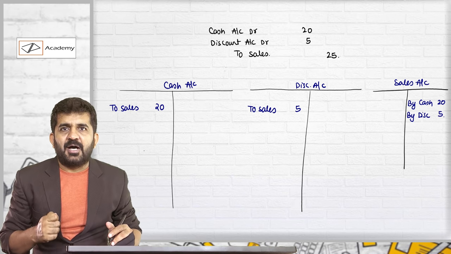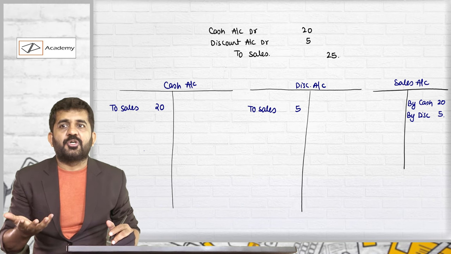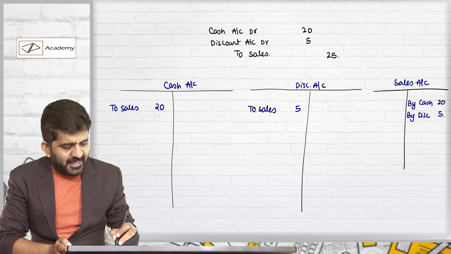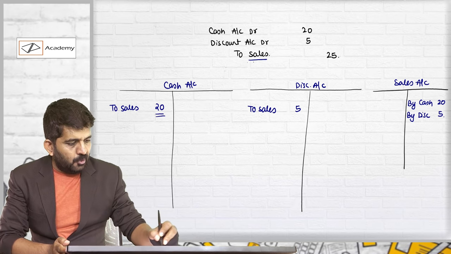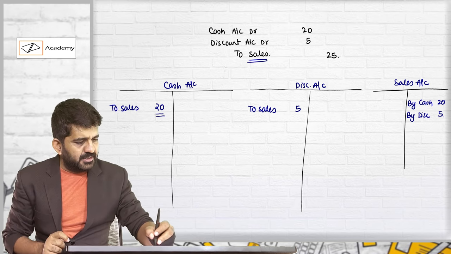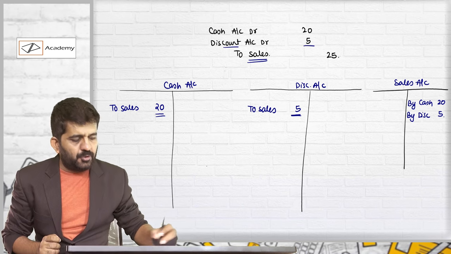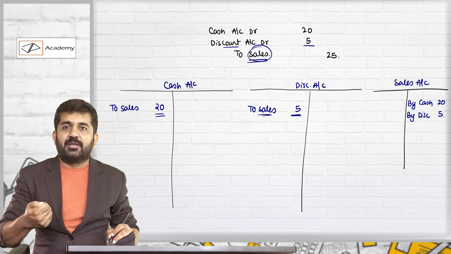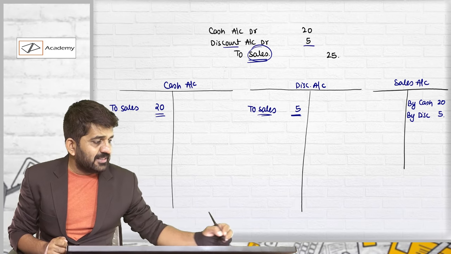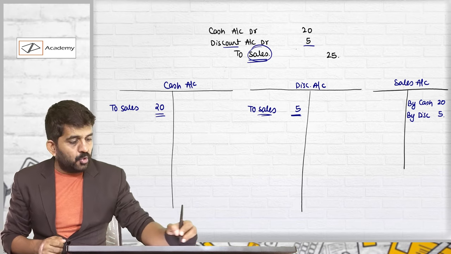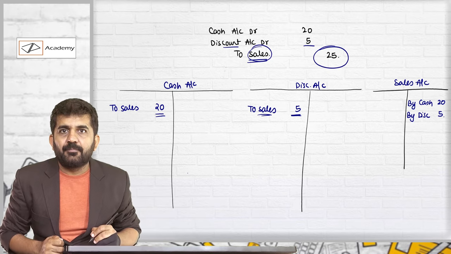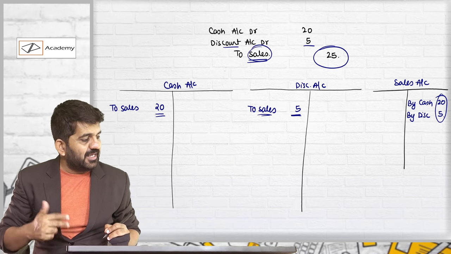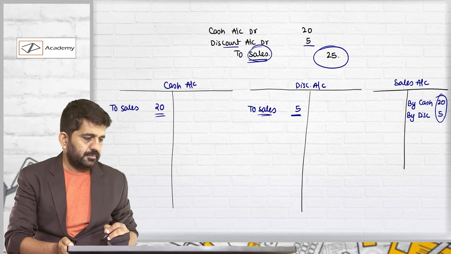This is how you will post your journal entry which is having more than one effect. Cash account debit side, I need to write down 20. Counter is only sales, so I'll write down to sales. Discount account debit side, I need to write down 5. Counter account is sales, so I'll be writing down to sales. And sales account, I need to credit 25, but by two accounts, by cash account and by discount account.